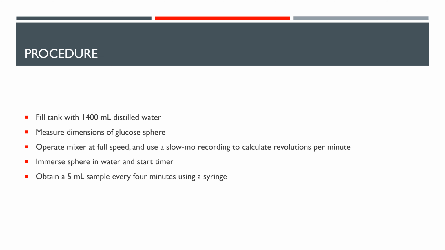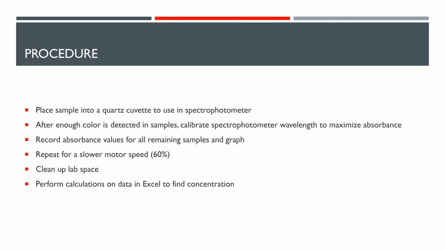We filled the tank with 1400 milliliters of distilled water. Then we measured the dimensions of the glucose sphere and put the glucose sphere into the water. We then turned the mixer to full speed and used a slow-mo recording to calculate the revolutions per minute using a smartphone. We started the timer, and every 4 minutes we would obtain a 5 milliliter sample using a syringe so that we could record the absorbance with the spectrophotometer. We then took that sample and placed it into a quartz cuvette to use in the spectrophotometer.